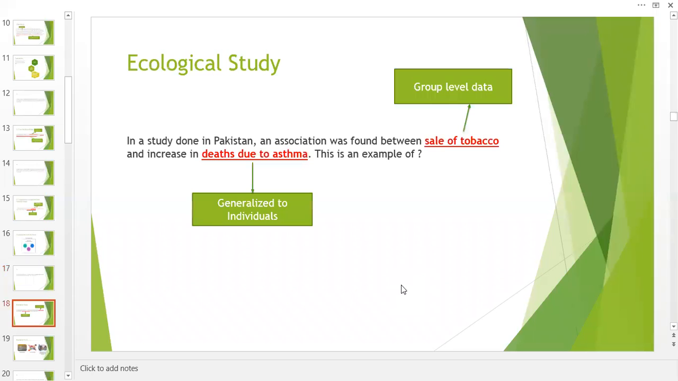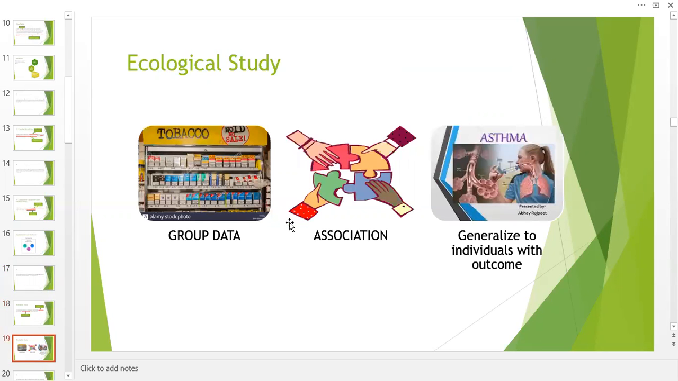Ma'am, the correct answer is ecological study because an association was found between sale of tobacco, which is group level data, and we have to generalize it to deaths due to asthma. We generalized it to individuals. So the correct answer is ecological study design. In ecological study design, we take group data and associate it with individuals with an outcome. And Dr., the drawback of this.